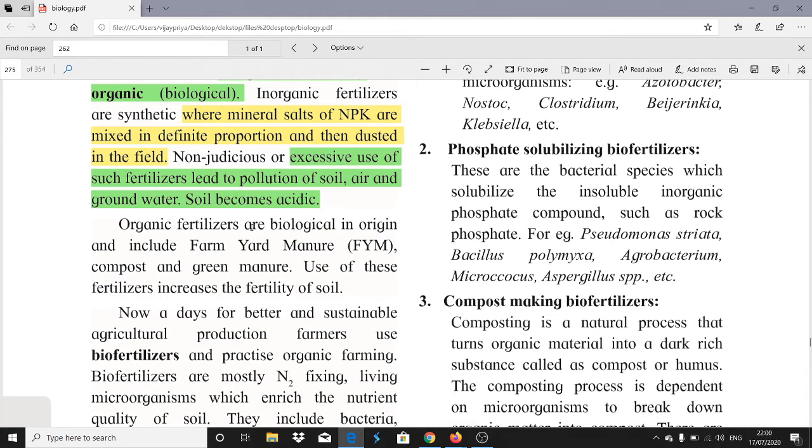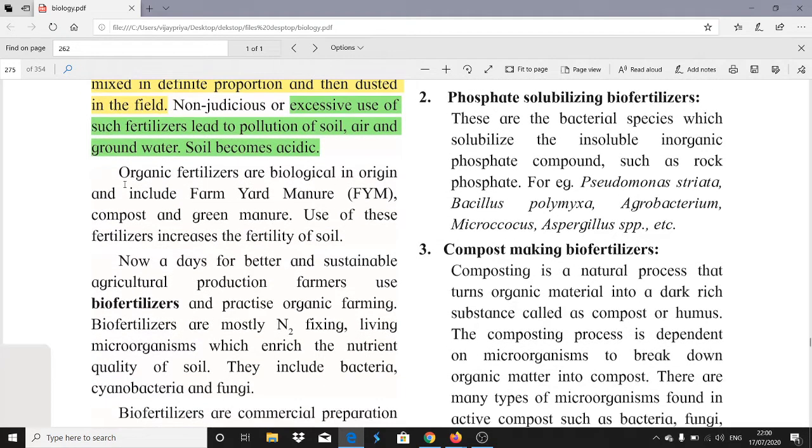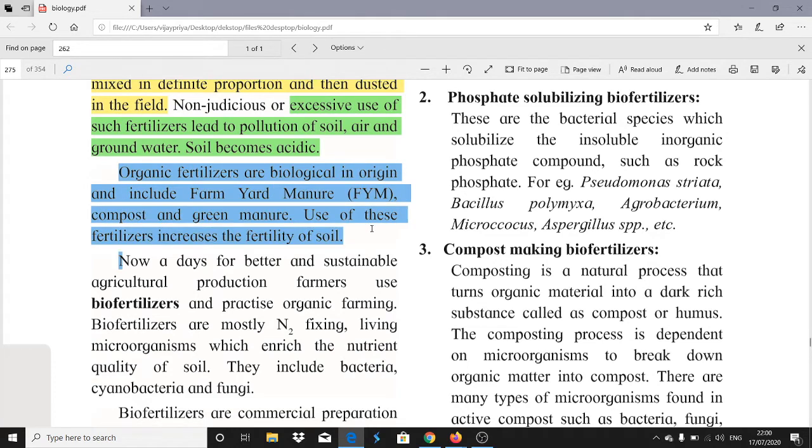Organic fertilizers are biological in origin, and they include farmyard manure, compost, and green manure. Use of these fertilizers increases the fertility of soil. So these are comparatively healthy to use.